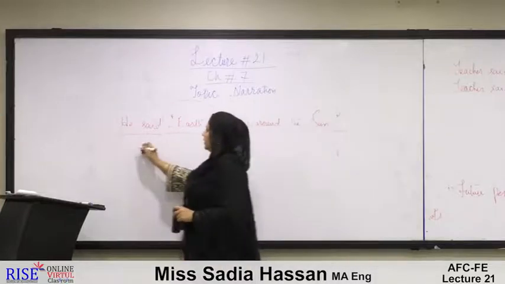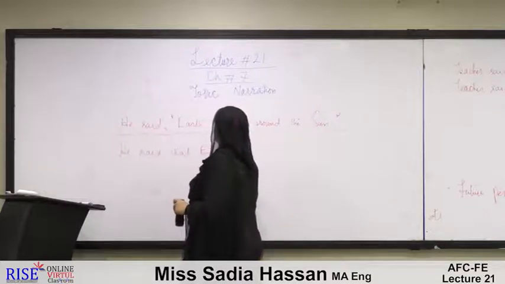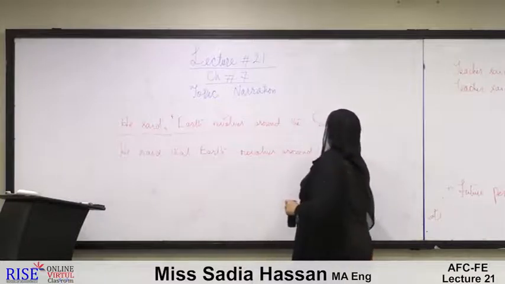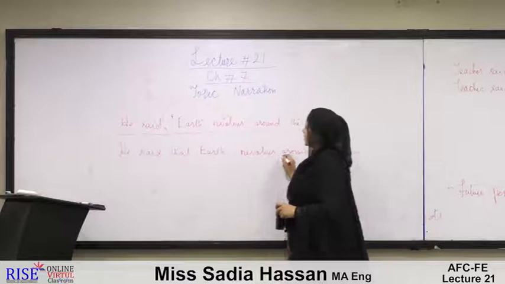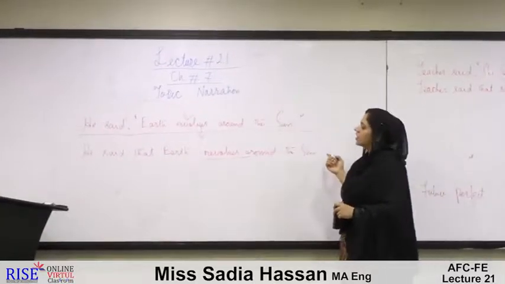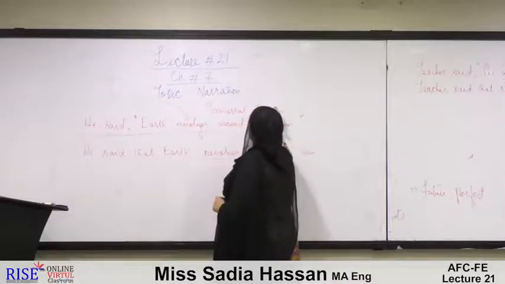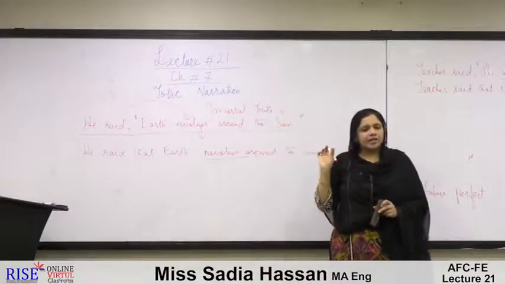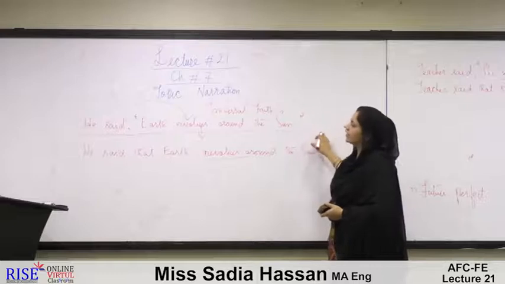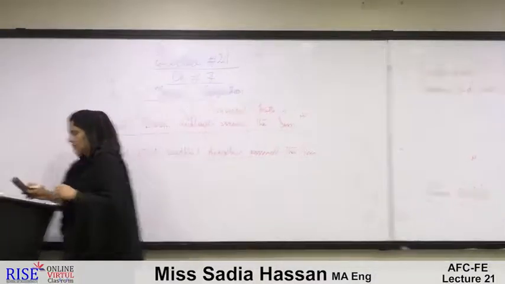Am I going to change it? See, he said that Earth revolves around the sun. I will not change this revolves into revolved, like I am not changing simple present into simple past. Why? Because this statement is a universal truth. So sometimes in a sentence with reporting speech of simple past, the tense of the reported speech does not change. Why? Because that statement is a universal truth and universal truths are never changed.